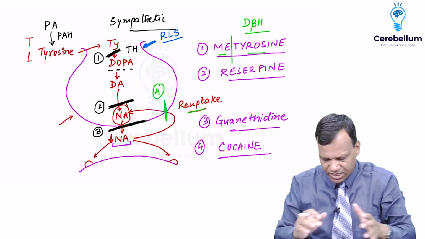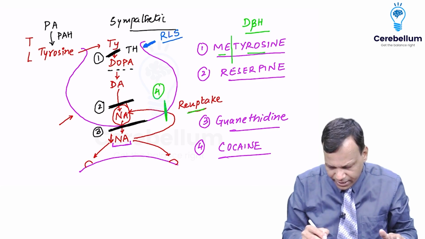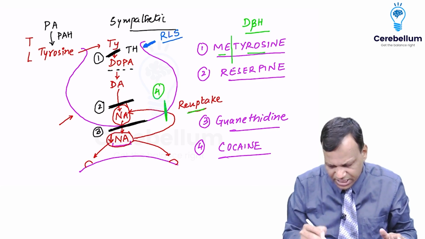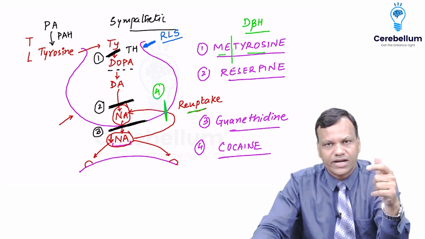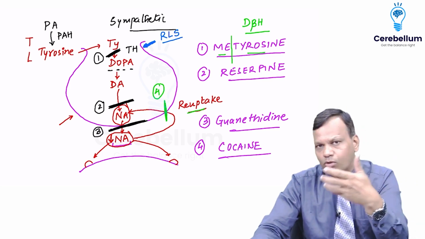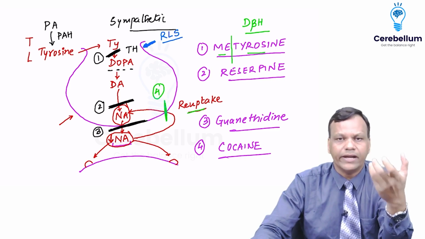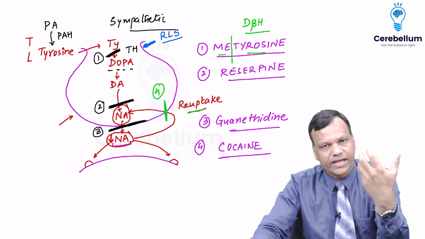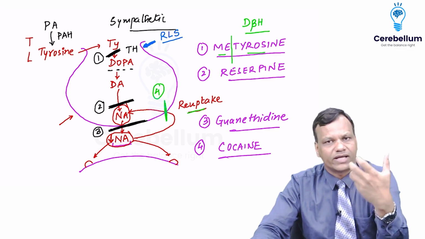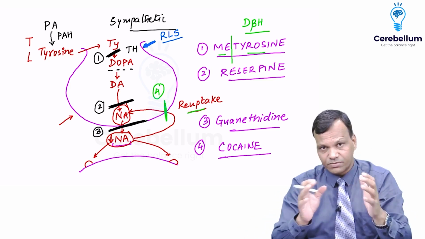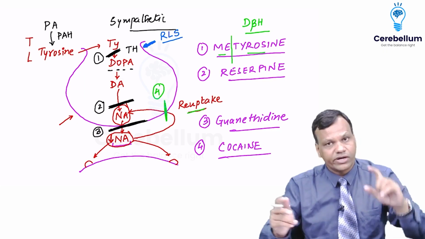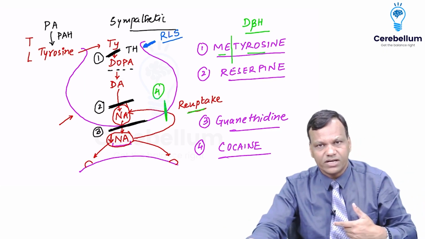Okay. So basically what we discussed is that noradrenaline in the synapse produces the action. If a drug increases noradrenaline, it will increase action, just like cocaine. If a drug decreases noradrenaline, it will decrease sympathetic action, just like metyrosine, reserpine, and guanethidine. Remember, this is very similar to the cholinergic system. In the cholinergic system also we discussed a similar group of drugs. Remember?